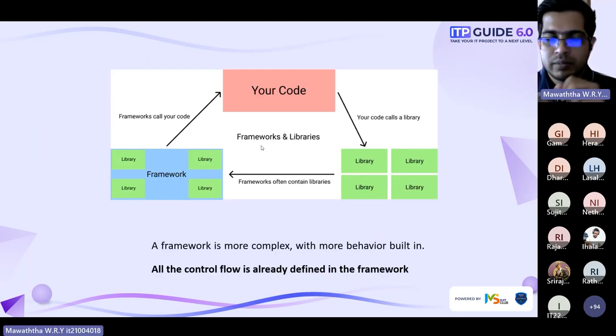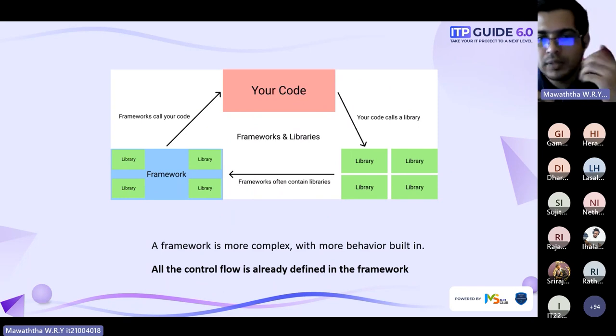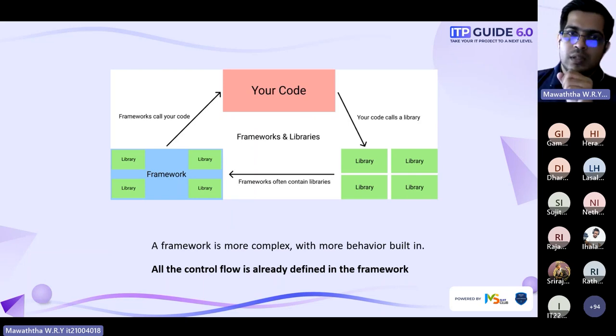So this provides an example, as an image, of how libraries and frameworks work. Basically, your code calls a library, and frameworks often contain libraries. Also, the control flow for frameworks is predefined. That means you don't have access to change the structure of the framework. In this case, frameworks call your code and provide the relevant services and functionalities, right?